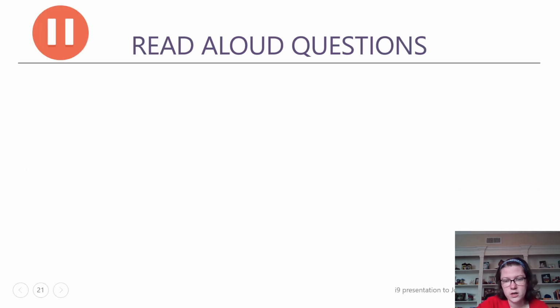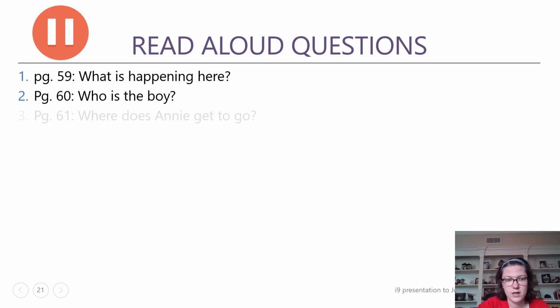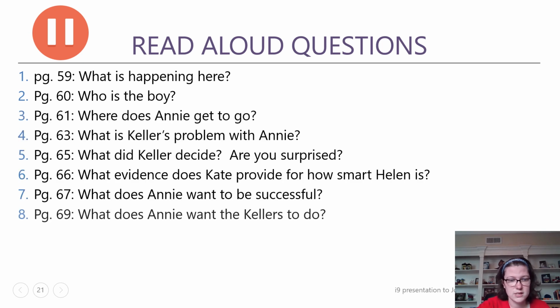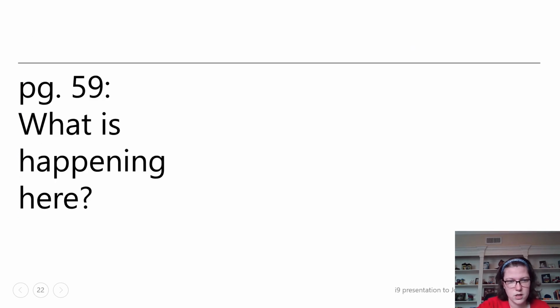All right, so we're going to go through and have read aloud questions. We're going to start on page 59, and we're going to be answering these questions as we go through. So page 59, let's start with the stage directions.